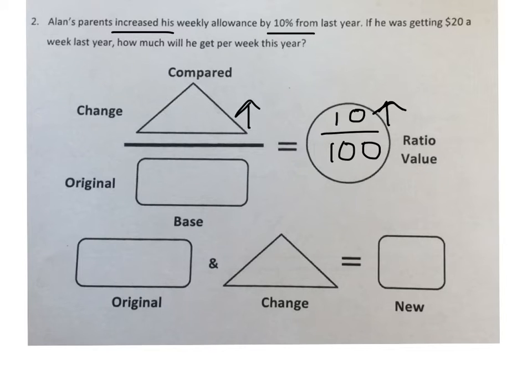He was getting $20 a week last year. That was his original amount. So I can go ahead and put the 20 here. And as long as I put it in this spot, I can go here too, because my original always goes on the bottom. It's kind of like our total goes on the bottom when we do percents. We want to figure out how much he'll get each week this year.